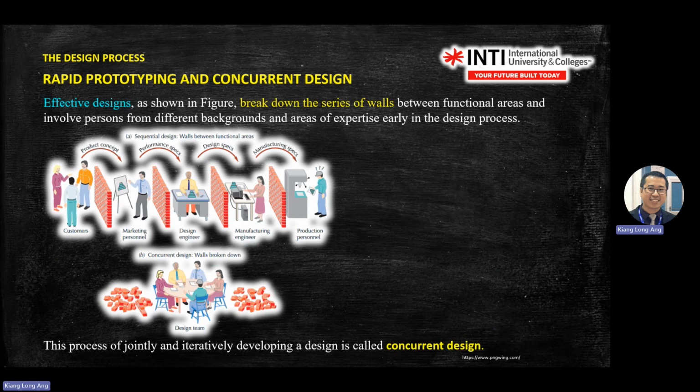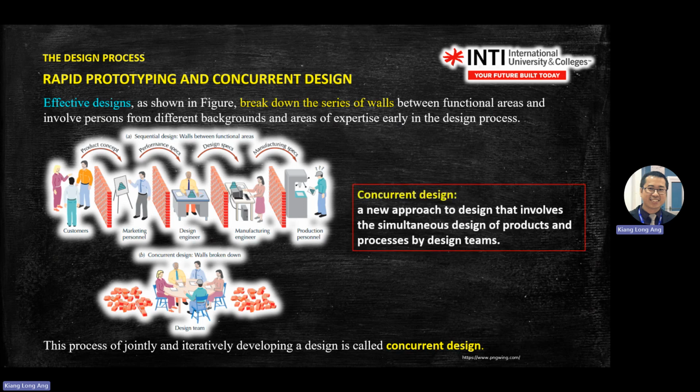Okay. So effective design: this one is very traditional, meaning you need to jump the wall to pass on the information from customers to production personnel. But for concurrent, you actually sit down, everyone sits down at the same table, and you discuss what the customer needs, what the marketing needs, and so on. So for the definition of concurrent, you read on the screen here.